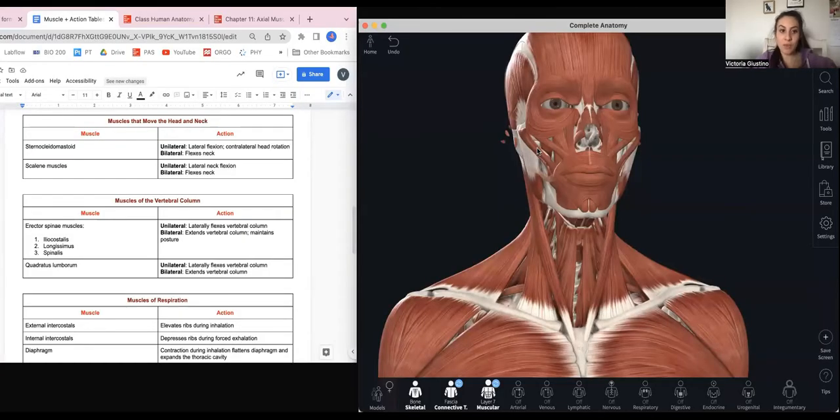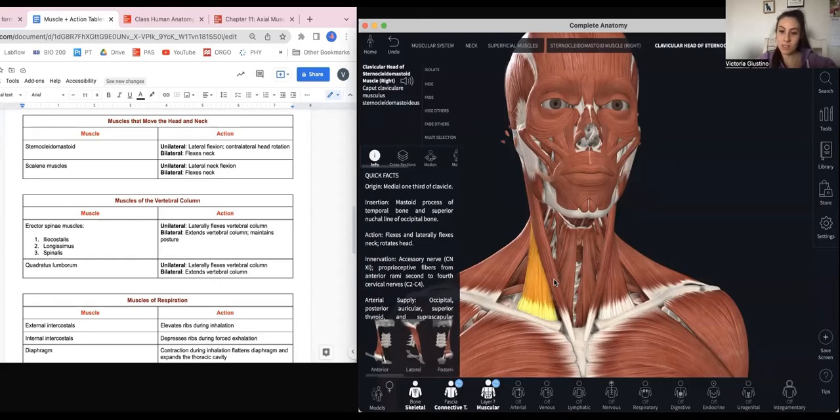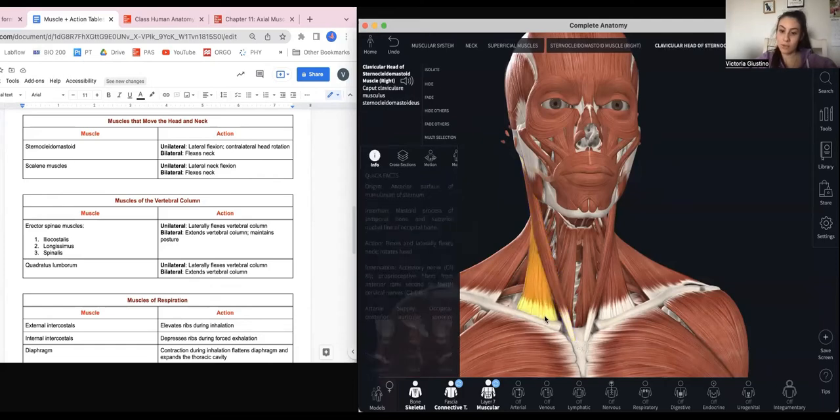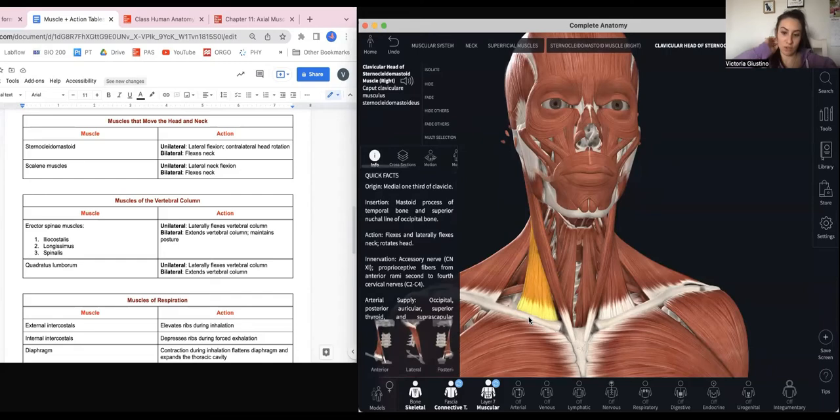All right, so now moving on to the muscles that move the head and the neck. There's 2 that we went over. So starting with the sternocleidomastoid. So that's going to originate, as its name implies, on the manubrium of the sternum. So that's the sternal part. And then also the medial aspect of the clavicle. So that's going to be the cleido part.